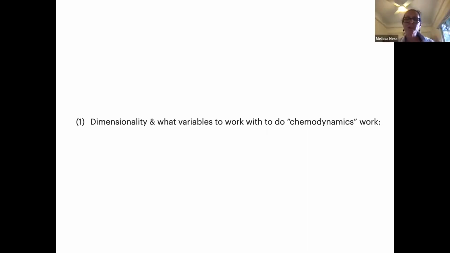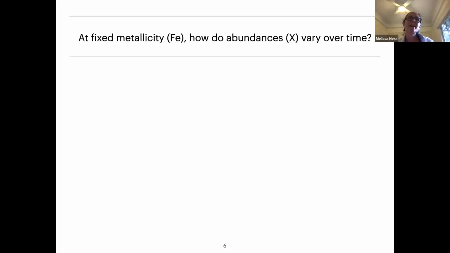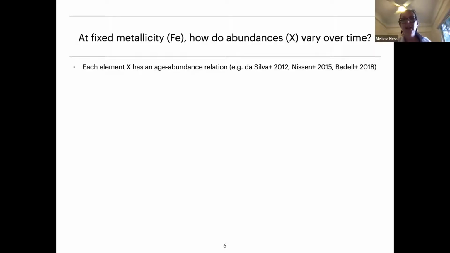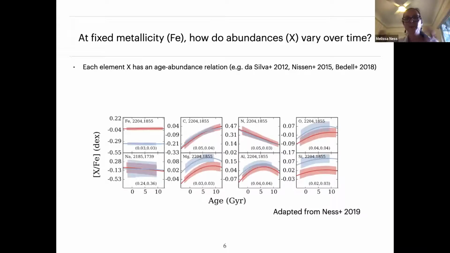So the most interpretable form of this question, to my mind, is to ask at fixed metallicity, Fe, how do abundances, X, vary over time? And a lot of people have looked at this. And we know that each element has an age abundance relation. Okay, and this shows an example from a paper of mine from a couple of years ago, looking at those age abundance relations for a couple of different elements at two different metallicity pivot points.